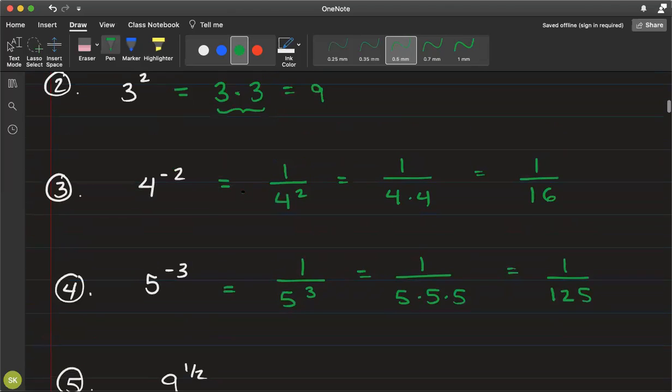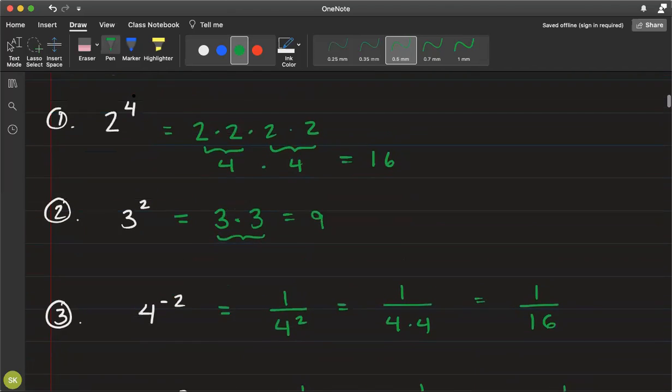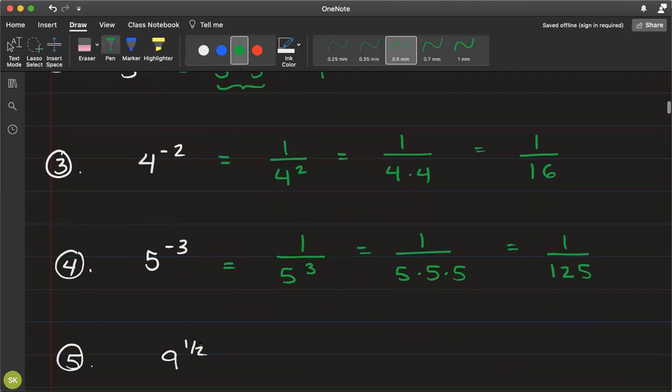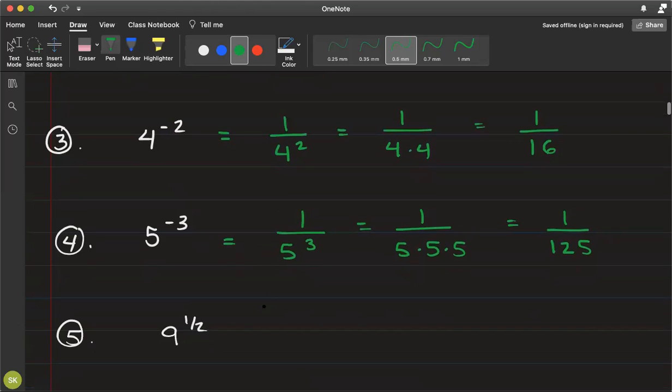So now we've seen powers that are positive integers like this, and also negative integers. Now let's deal with things that are fractions, like this 9 to the 1/2. So this is the same thing as the square root of 9. So if you have something like, let's say, just some number to the 1 over n, then you're taking the nth root of that number.